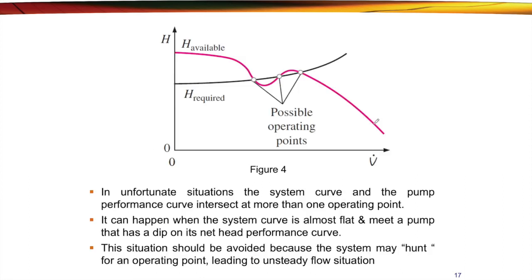Okay, it is impossible for you to get these kinds of graph where we have 3 different operating points. So you have to avoid these 3 intersections.